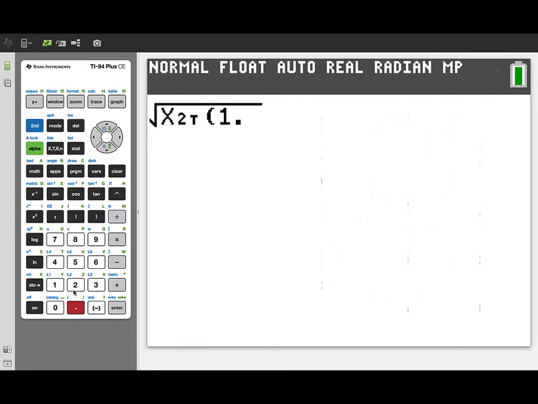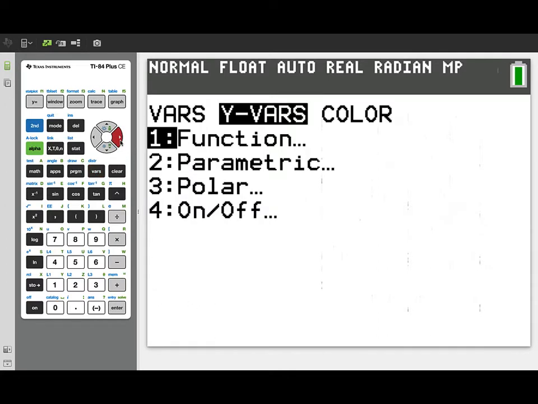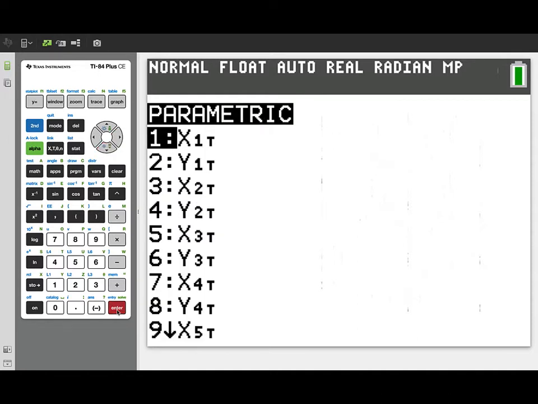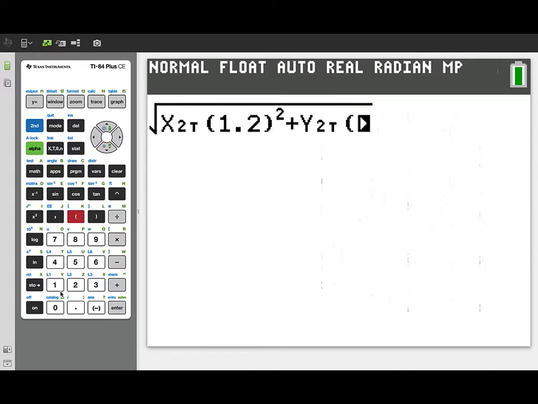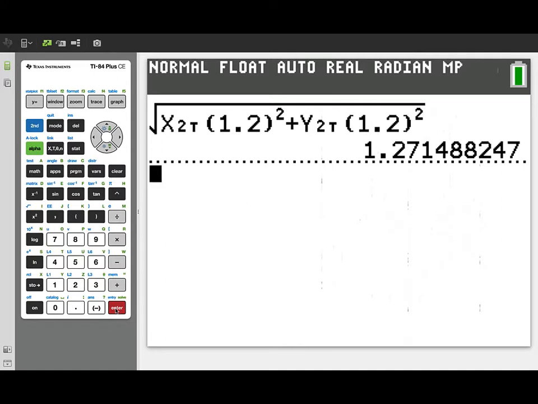So you see that square root symbol. I've retrieved x2 of t, evaluated at 1.2, raised that to the second power, and then we'll add. We'll do the same now for the y component. We'll retrieve y2t, that's the y component of our velocity, evaluate it at 1.2, and we'll square that value, and that sum of squares under the square root gives us the speed or magnitude of the velocity of 1.27148847 at time t equals 1.2.